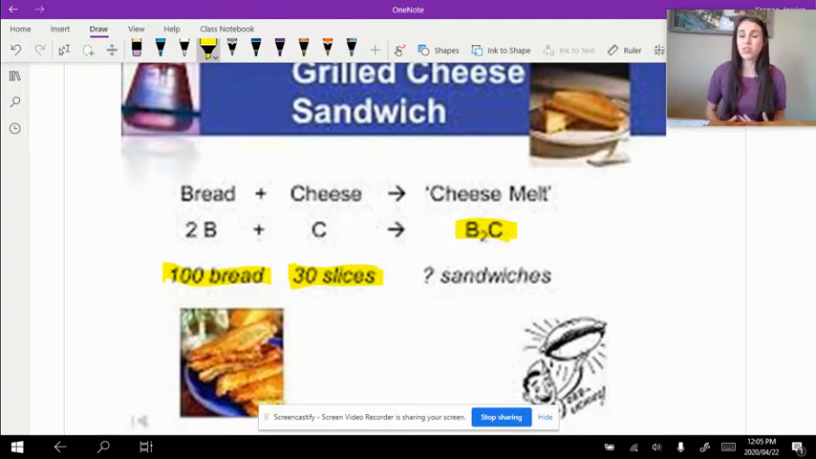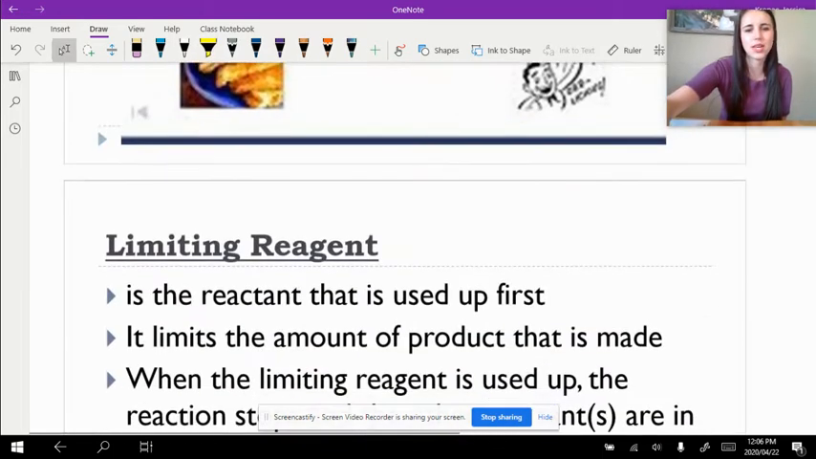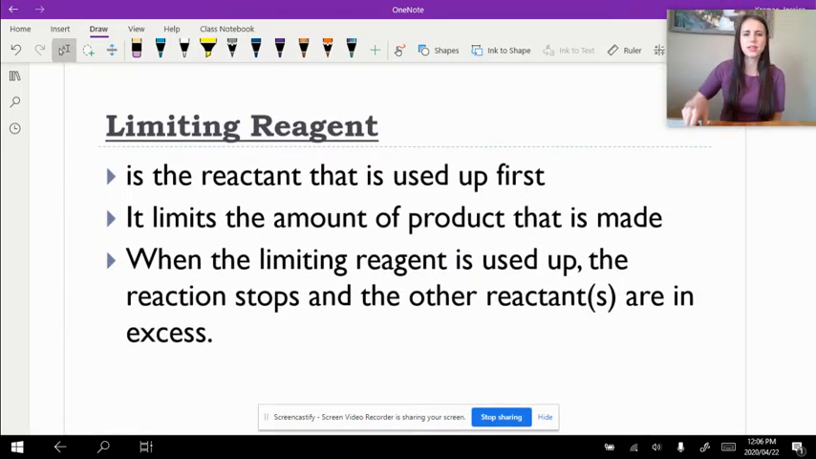So obviously this is a really simple ratio. We were able to kind of do that math in our head. Today we are going to be looking at how to actually use stoichiometry to figure out what the limiting reagent is and figure out the excess reagent and how to put that into our calculation. So let's look at our definitions.